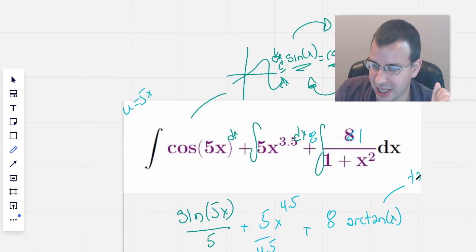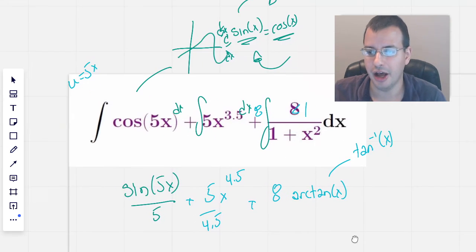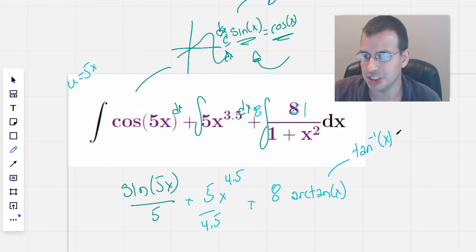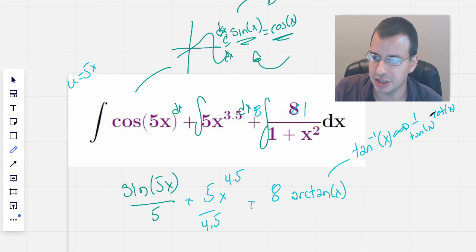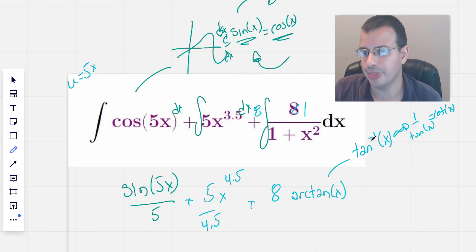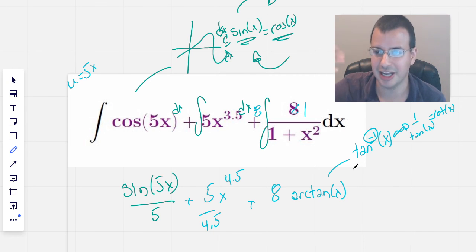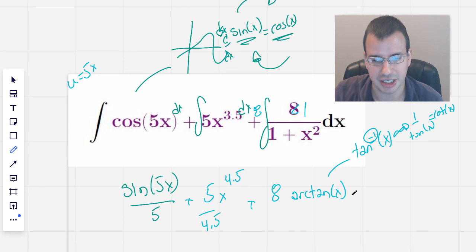You'll also see this written as tangent to the inverse of x, because it's the inverse tangent. I don't like to write it this way just because that gets confused with 1 over tangent of x, or cotangent of x, which is different, because this means an inverse, not a negative exponent. That's why I say arctangent of x. And then we just do plus c.